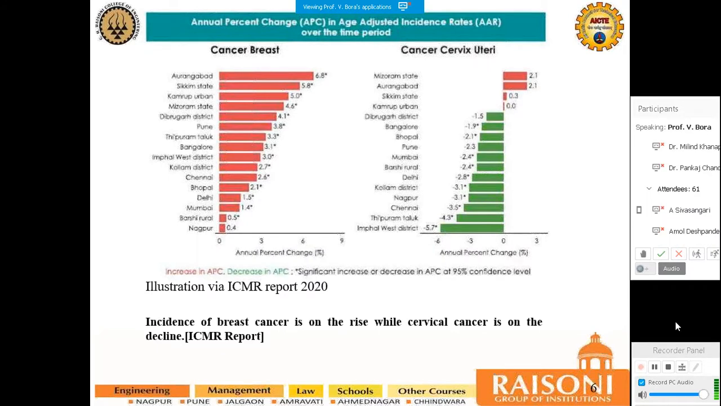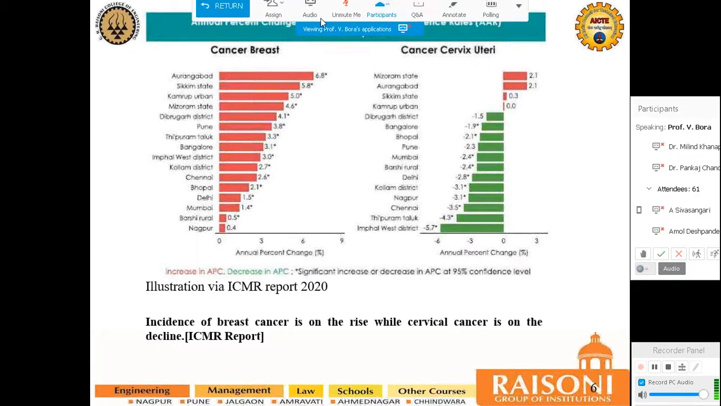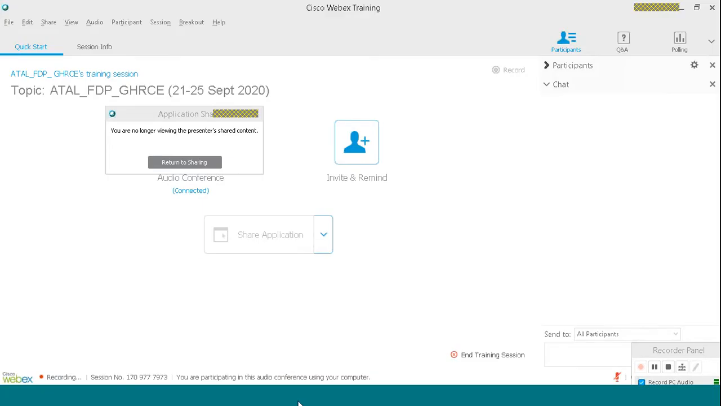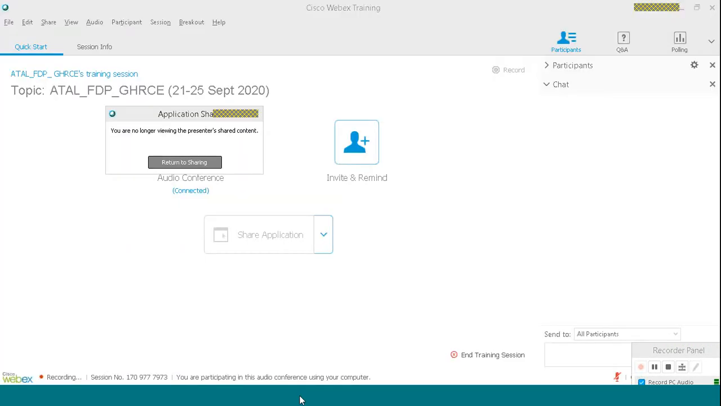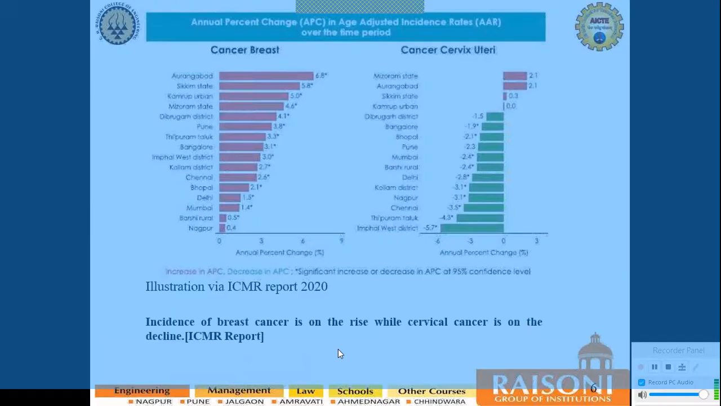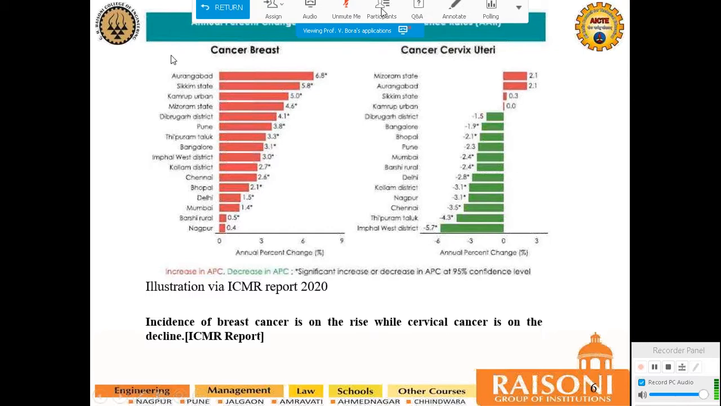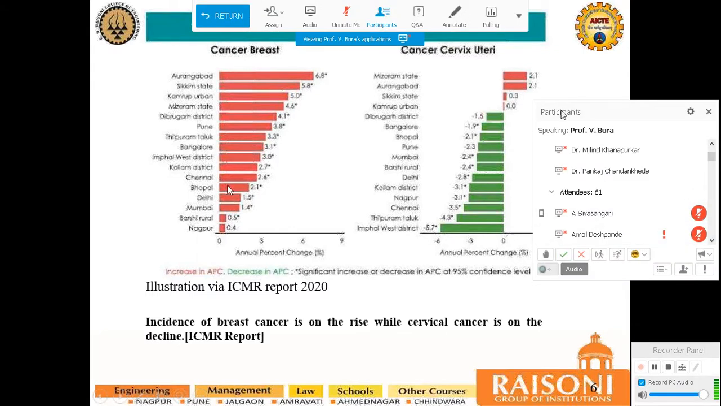From this ICMR report, it was mentioned that in 2020 cervical cancer is declining because of early diagnosis and all this. But breast cancer is increasing, is on the rise. This is from India actually. So in many cities, the graph indicates it is increasing.